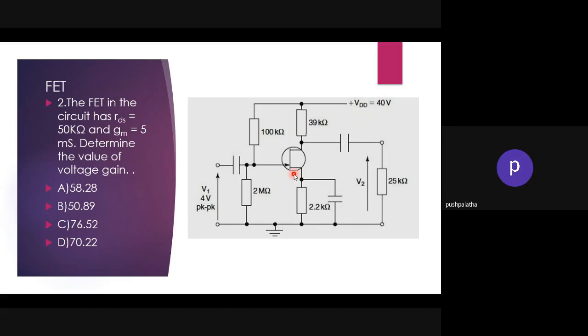So what is the voltage gain? Voltage gain is output voltage over input voltage, right? The options given are 58.28, 50.89, 76.5, and 70.22. Okay, now we will see this.